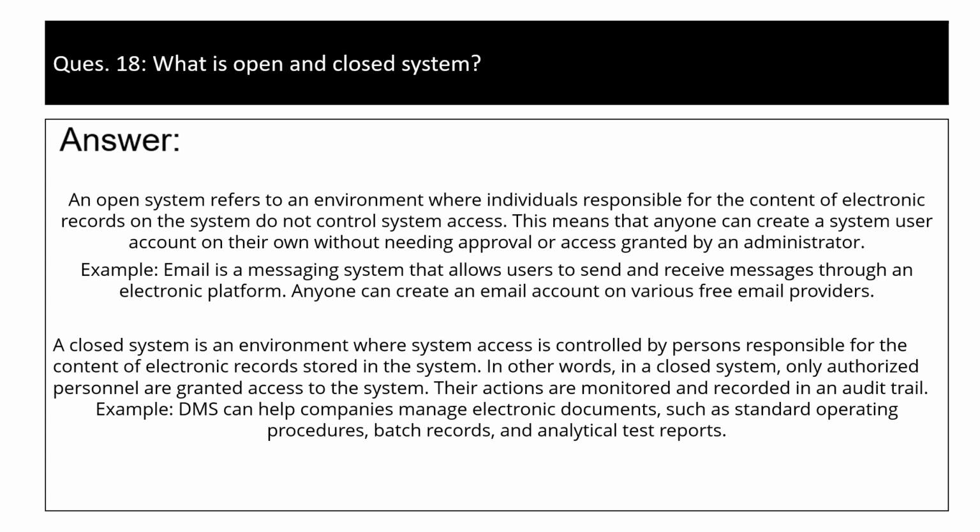Now next, closed system. A closed system is an environment where system access is controlled by the person responsible for the content of electronic records stored in the system. In other words, in a closed system, only authorized personnel are granted access to the system. Their actions are monitored and recorded in an audit trail. For example, a TMS can help companies manage electronic documents such as standard operating procedures, batch records, and analytical test reports.